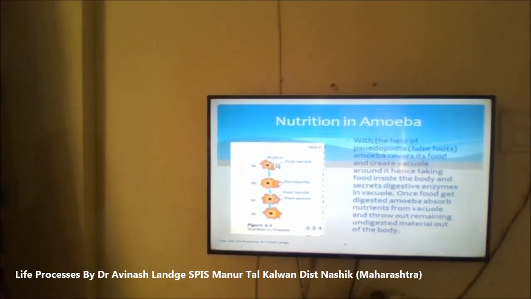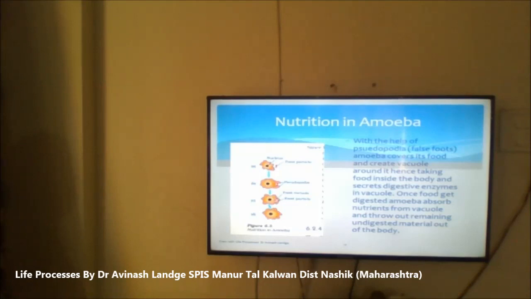The red part is shown as a food particle, and this food particle is engulfed with the help of pseudopodia. The pseudopodia will cover it and form a vacuole. This vacuole will be inside the body of the amoeba, and inside it there will be secretion of enzymes and digestion of food. Then the reverse process takes place: the undigested material will be thrown out of the body, the pseudopodia will open and send it outside the body.